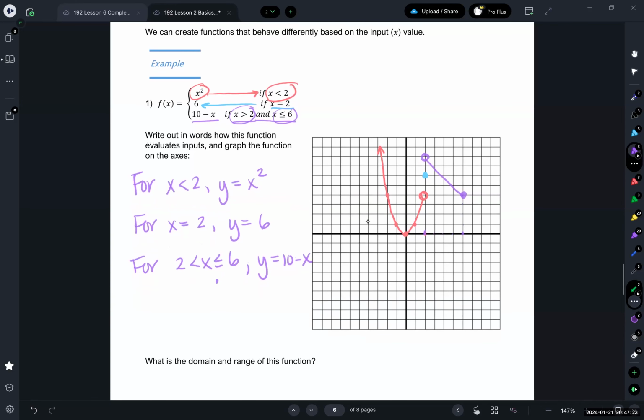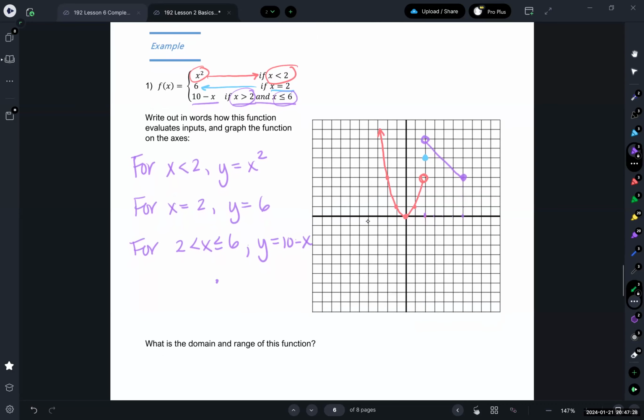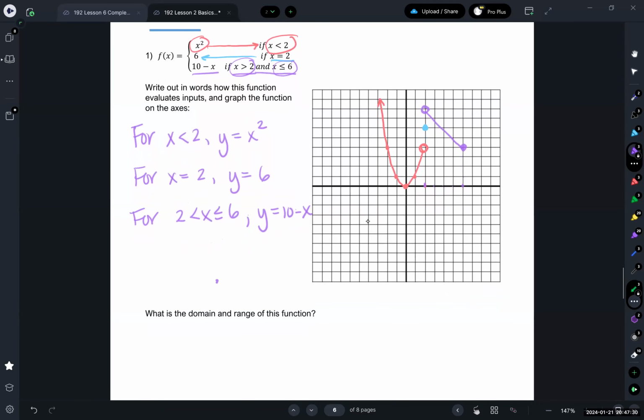Okay. And what about overall domain and range? What x values are being used for this particular function? Well, when I look at domain, I can see that it goes on forever in the negative direction, right? X is less than 2. That's not limited. There's no lower bound there. But I do have a largest x value. It stops at x equals 6. So I'm looking at negative infinity to 6, and 6 is included.